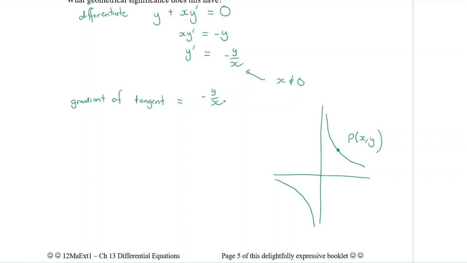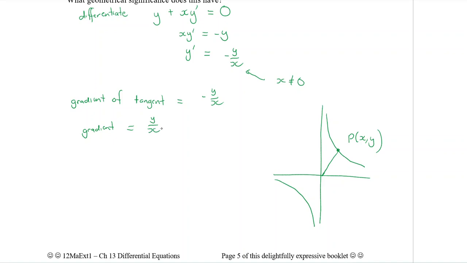What is the gradient of the normal? Yeah, x on y. So what is the gradient from the center? So gradient would be equal to y over x.